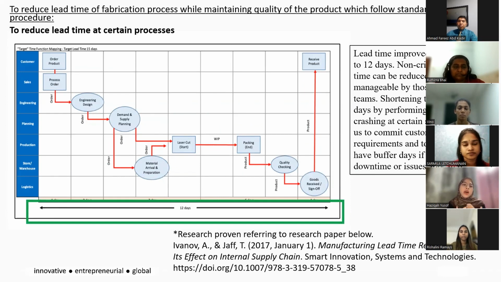So as you can see, after we tried to perform those two methods to reduce lead time at certain processes, the lead time can be improved from 15 days to 12 days, where non-critical parts' lead time can be reduced as long as it is manageable by those affected teams. Shortening the completion days by performing project crashing at certain stages will help us to commit to customer requirements and ensure we have buffer days if there is any downtime or issues. So next.